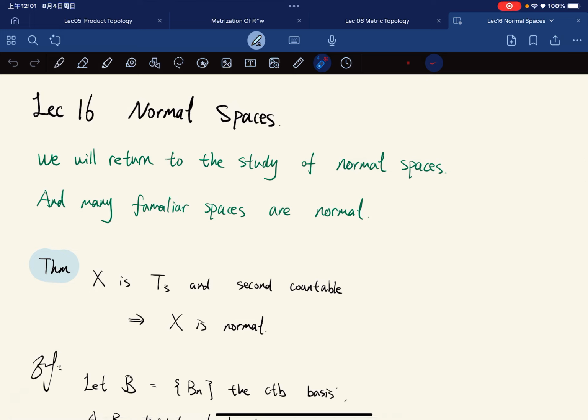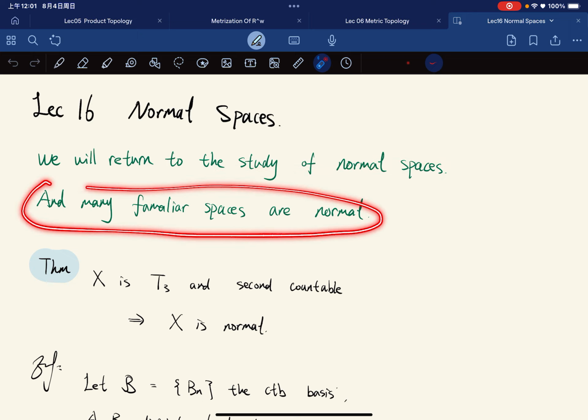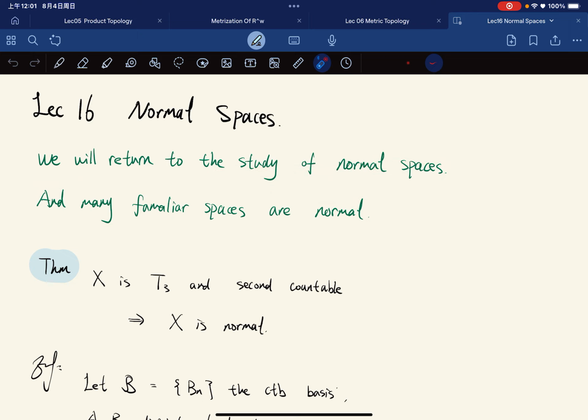Okay, so this time we're doing normal spaces. Last time we introduced the separation axioms, right? And we're now going to return to the study of normal spaces, and we'll see that many familiar spaces are normal. Okay, so let's just start.